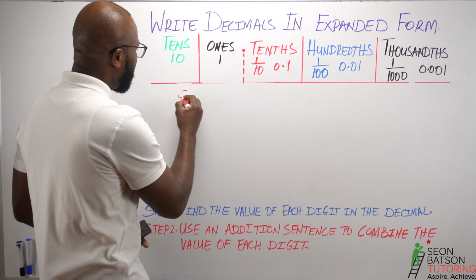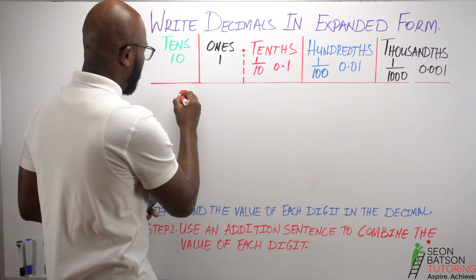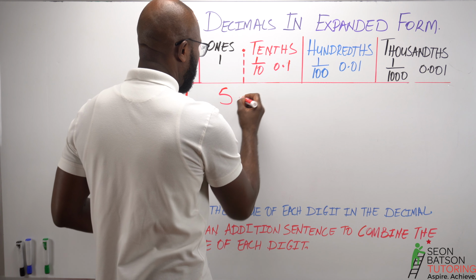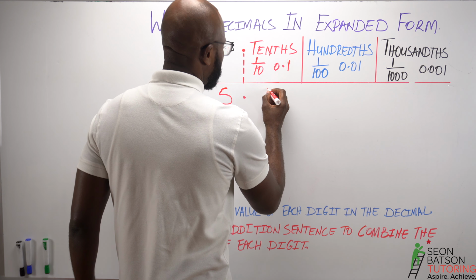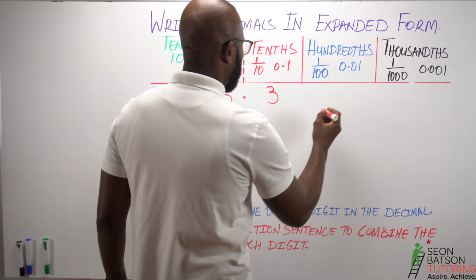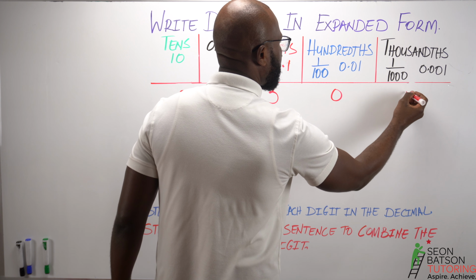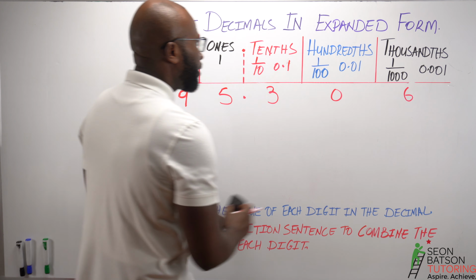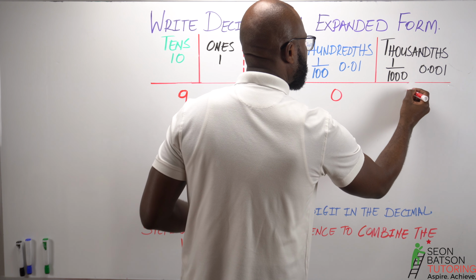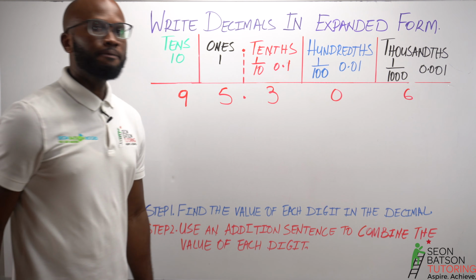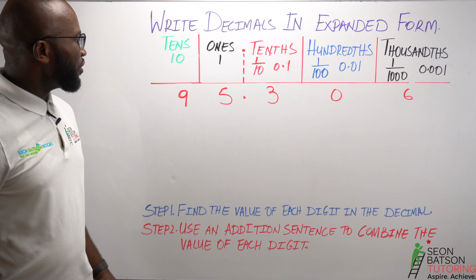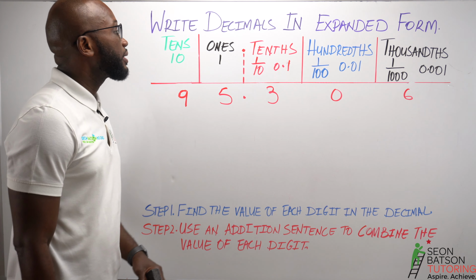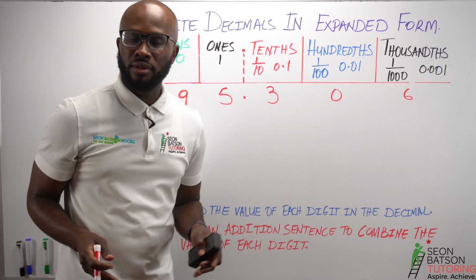Let's say we have 9. Let's say 5. Put our decimal point back here. Let's say we have 3. Let's say we have 0. And let's say we have 6. Yes? How is that? Well, we just put a 6 right here. Right? How are you feeling? So here we have 95 and 306 thousandths.